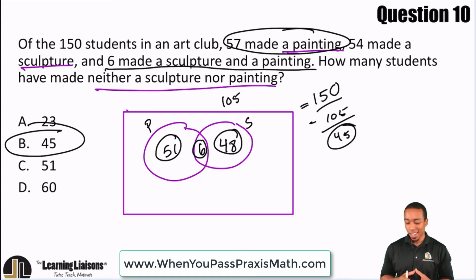So with that said, there it is. That means that 45 are out here somewhere. Neither. So I hope this makes sense. I'm hoping that we're getting a little more of an understanding here for these types of problems.